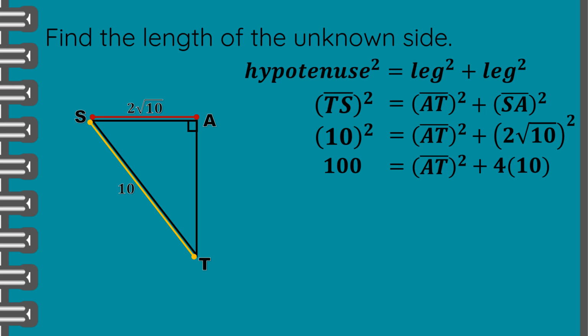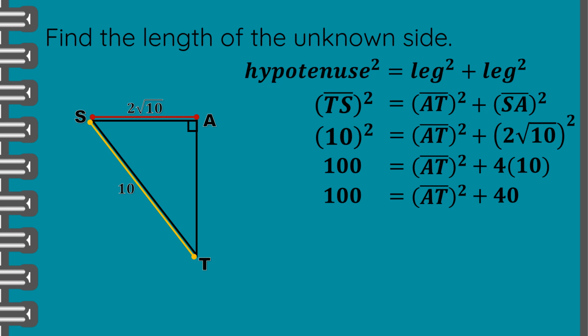The square of 2 square root of 10 would mean 4 times 10. We simplify, we have 100 equals the square of segment AT. 4 times 10 is 40. This time, we perform transposition or the addition property of equality.